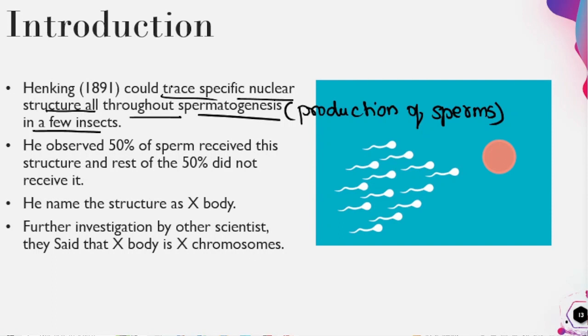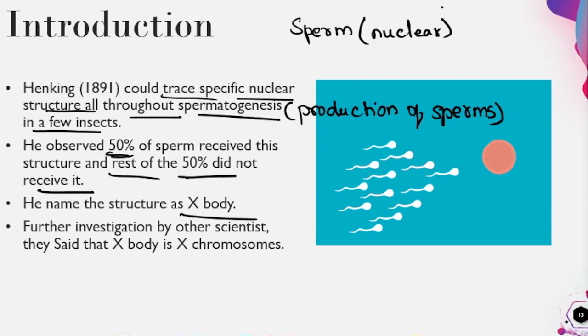Sperms will be formed. At that time, he saw some nuclear-like structure present in the sperms, and he could observe that nuclear structure in only 50% of the sperm. In the rest of the 50% of the sperm, he did not observe it. He named the sperm that contains the nuclear body as X body. If a sperm does not have that nuclear body, he did not give it a name.